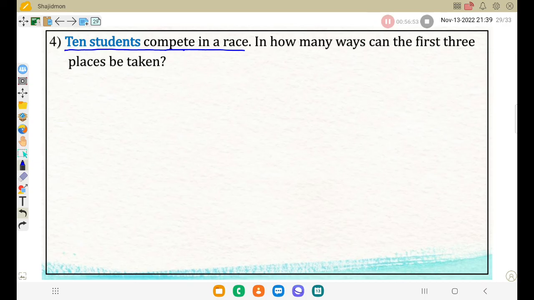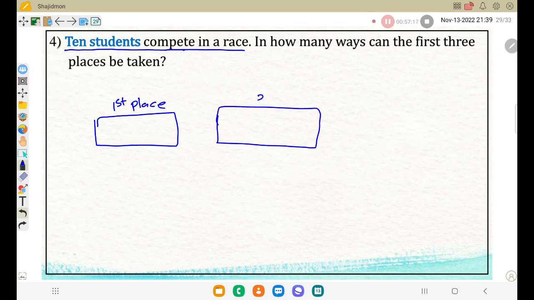How many ways can we select? Because each person is eligible for the first place, second place and third place. Like that, in how many ways can we choose the first place, second place and third place? Okay, how many pupils? 10 students. So what do we need to choose? We need to choose the first place.